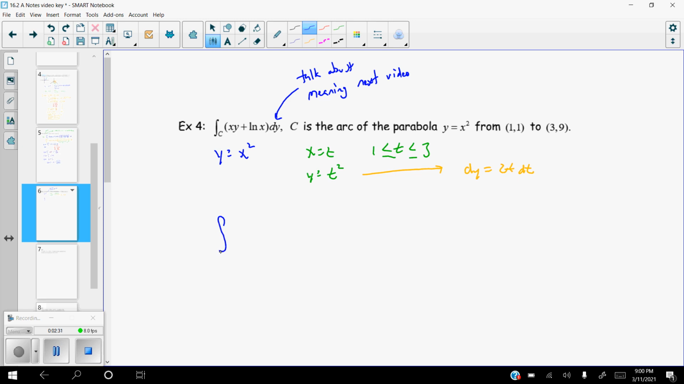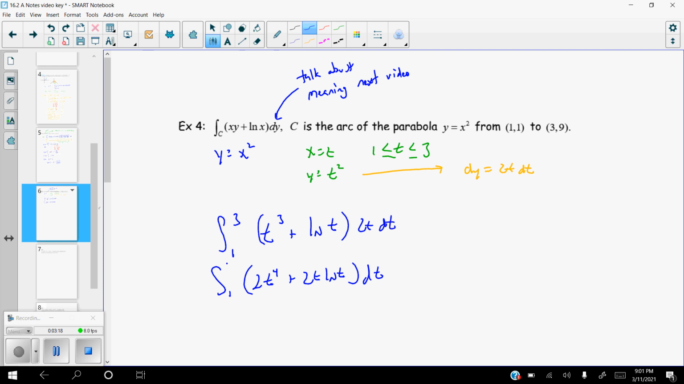So we're going to have a line integral from 1 to 3 of xy. So x is t, y is t squared, so that's just going to give us t cubed, plus the natural log of x, but that x again is t, so it's natural log of t. And then dy, which is 2t dt. So we're going to have to distribute. Distributing the 2t, we get 2t to the 4th, plus 2t times the natural log of t, dt.